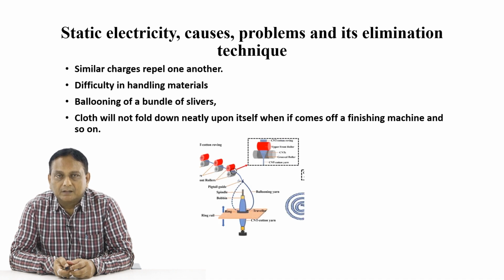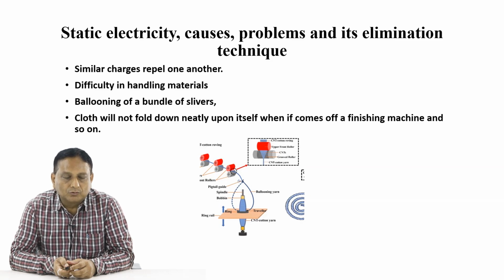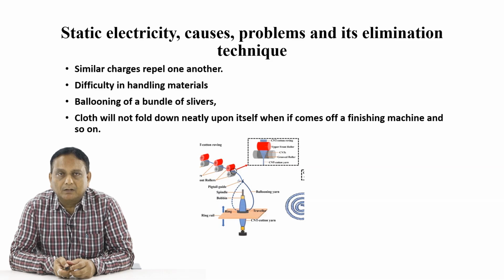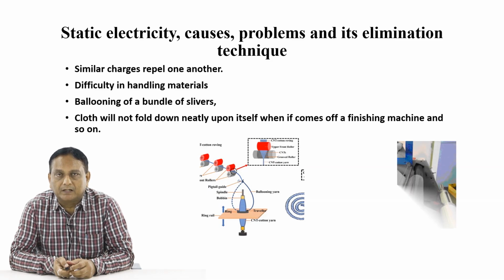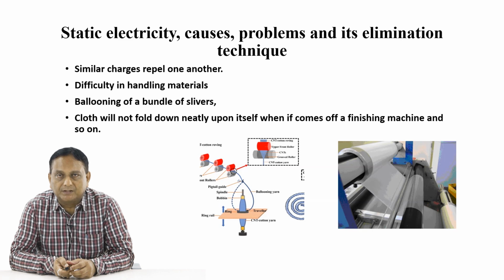As we can see in the textile spinning area or the drafting zone, there is ballooning formation in the yarn, and then difficulty in handling materials. If similar charges are generated, it is very difficult to control the material. Then there is ballooning of a bundle of slivers, which is also important there. And cloth will not fold down neatly upon itself when it comes off a finishing machine, and so on. So those are the different kinds of effects we are getting from the moisture.